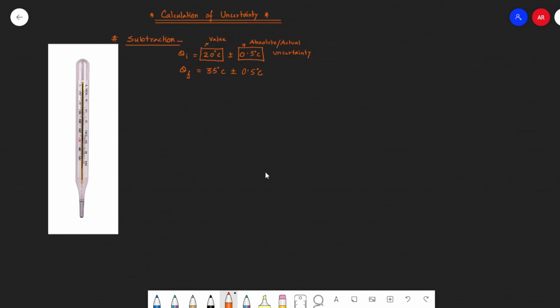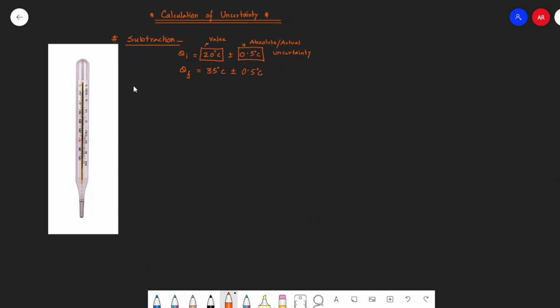So initial temperature, suppose it is stated as 20 degrees Celsius and plus minus 0.5 degrees Celsius as its absolute or actual uncertainty. So 20 degrees Celsius is its value, and plus minus something in the proper unit is going to be in the form of absolute uncertainty. So here the initial and final temperature measurements are given.